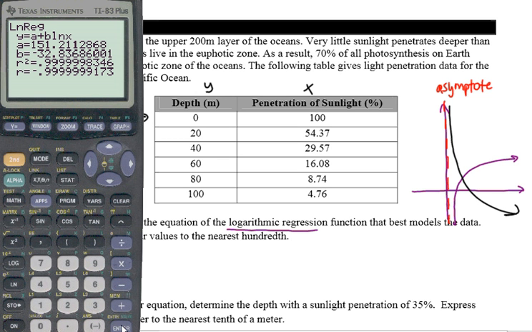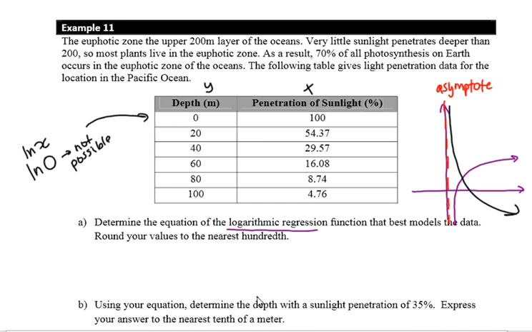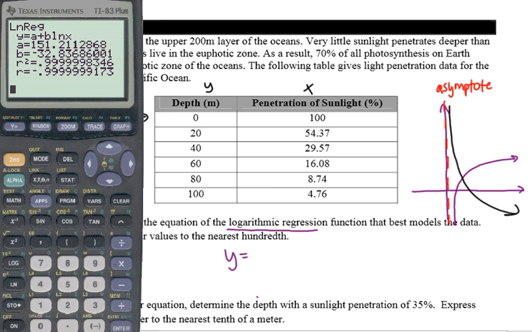You got the same thing? Oh, okay, good. So there's my equation. And it says determine the equation. Round to the nearest hundredth. So what's the hundredth, guys?